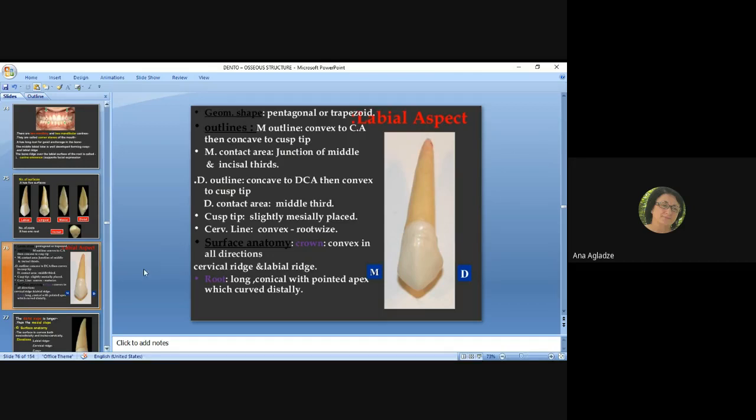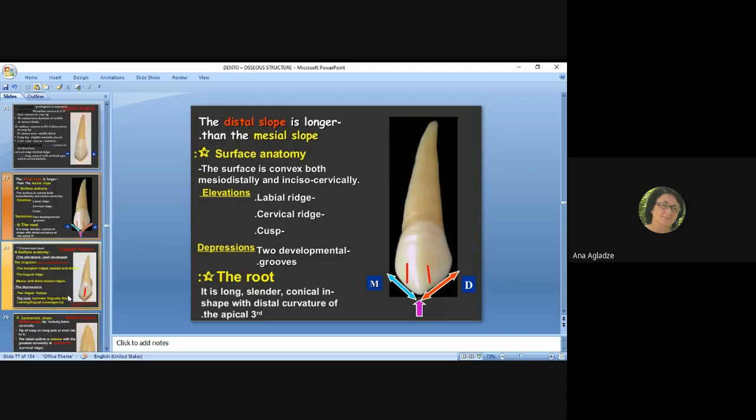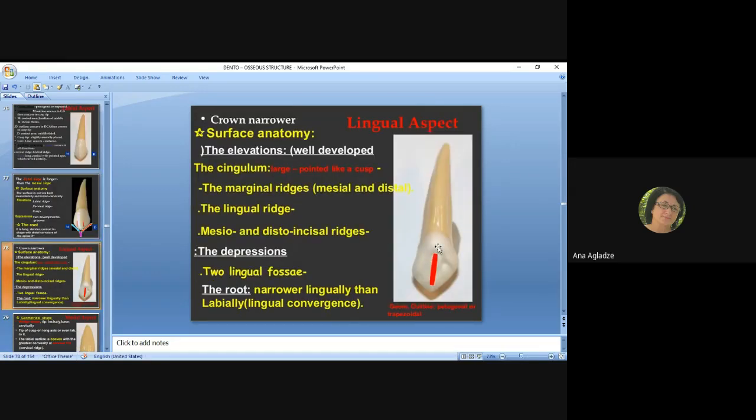Yes. Then that is a lingual aspect, and you can see the cingulum, cervical cingulum, and you can see the marginal ridges, mesial and distal marginal ridges. You can see the lingual ridge, mesio-incisal and the disto-incisal ridges. And you can see two lingual fossae here and here, and they have root narrow lingually than labially.